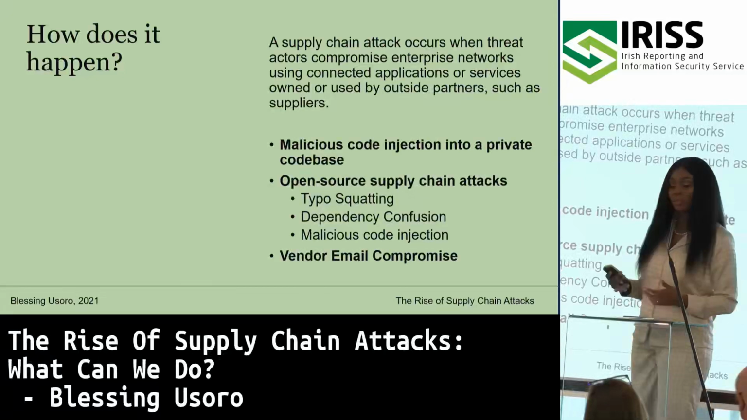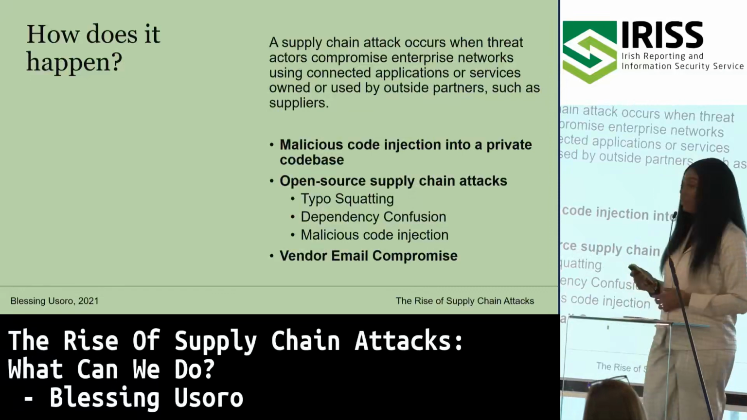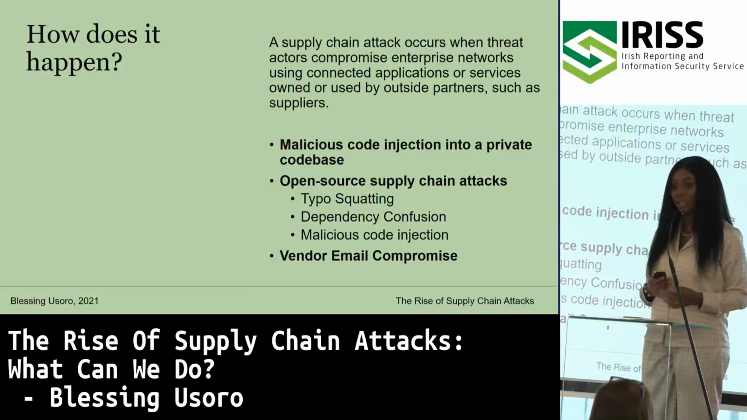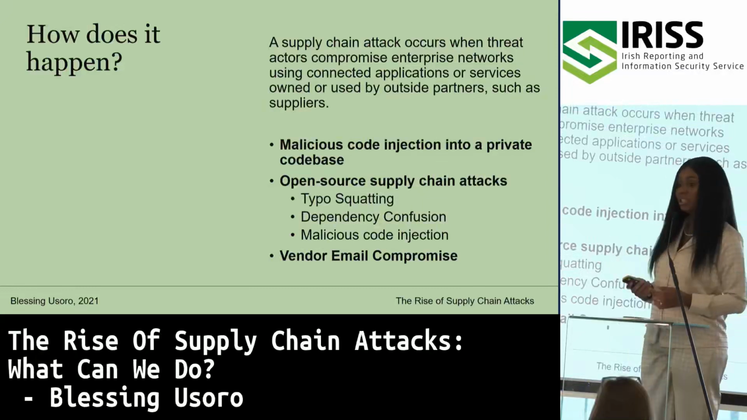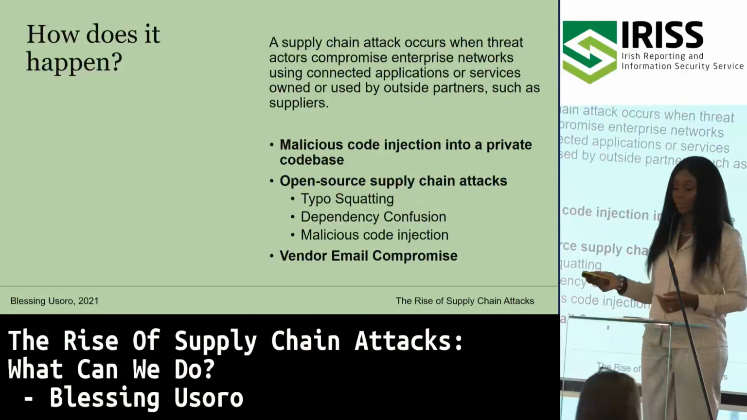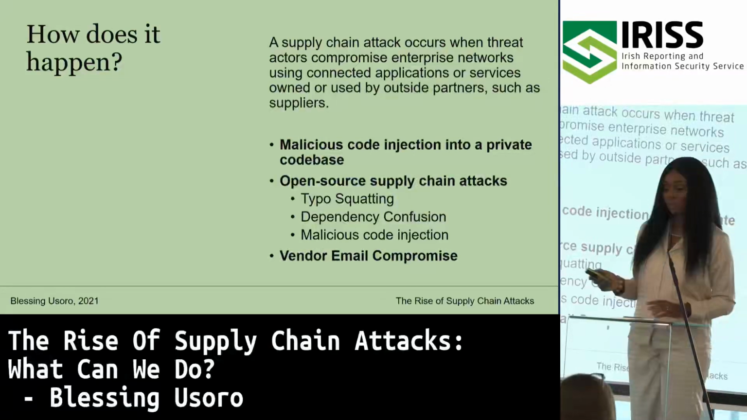I'm going to be talking through the three common types of supply chain attack. We have malicious code injection into a private code base. We have open source supply chain attacks. And in open source supply chain attacks, there are different types of attack vector: typo squatting, dependency confusion, malicious code injection again, and vendor email compromise. So we're going to be looking at each of these types of attacks.